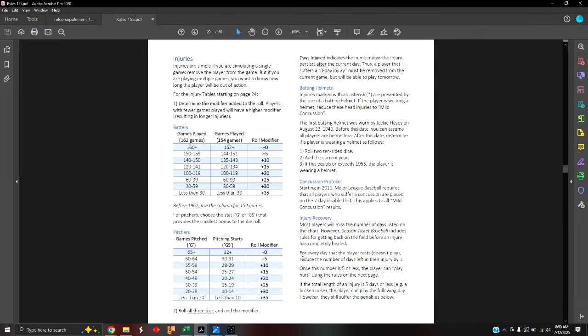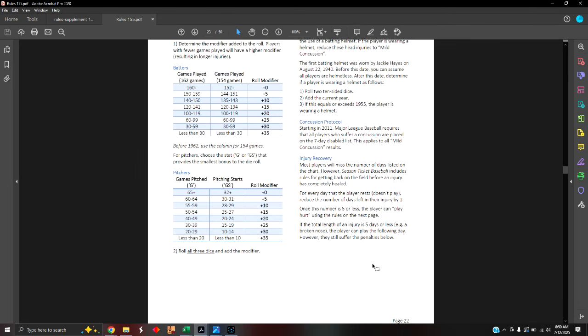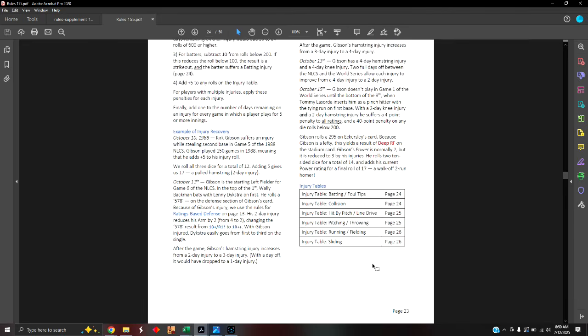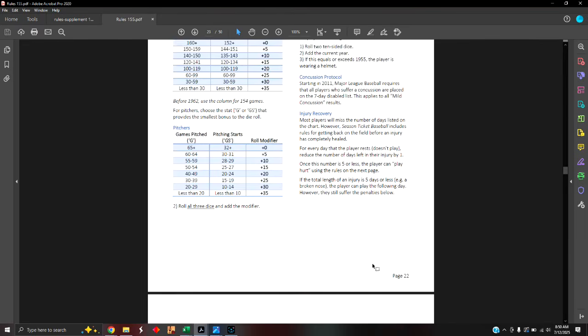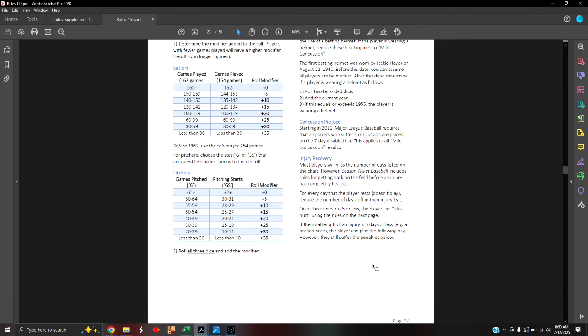Well, I don't know of another game that does this, honestly, but Season Ticket Baseball does this. It actually has rules for how to play players while they're still hurt. So every day the player rests, you reduce the number of days left by 1. And by rest, it means he does not play. So he gets a day of rest if he does not play. And once the number gets down to 5 or less, you can have that player play hurt. So that's to simulate the fact that if it's more than 5 days, they're just too injured to try to play. But once they get down to within 5 days of removing the injury, they can play hurt.